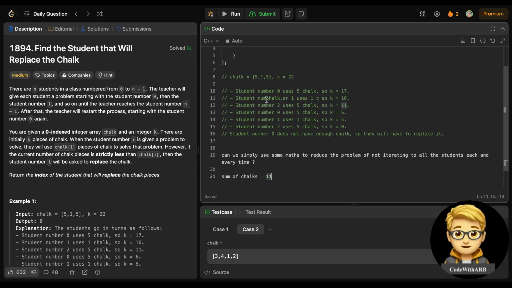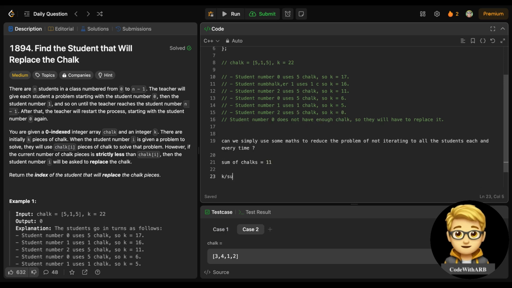So how many times can the whole set of students solve the problem? That would definitely be k divided by sum of chalks, right? The sum of chalks gives the number of times the total students can solve the problem without any worry, k divided by sum of chalks.